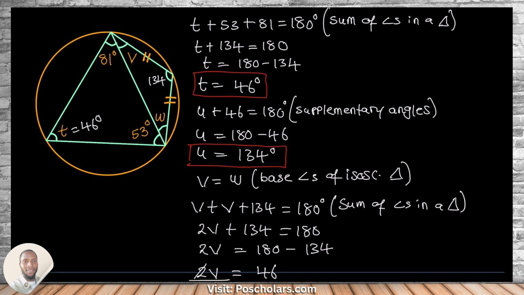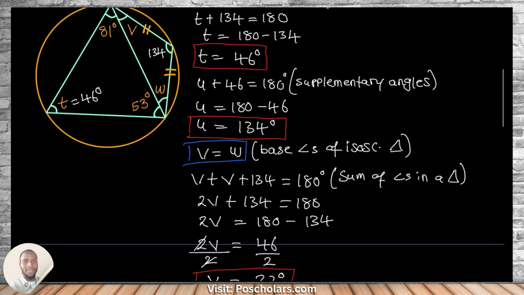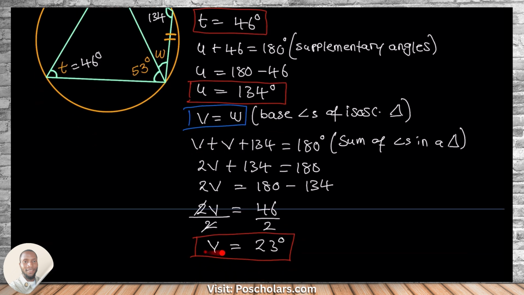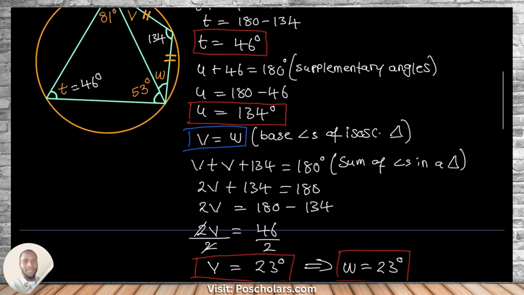Then if V is 23 degrees, remember this condition. We said initially that V and W are equal, right? So if V is 23 degrees, definitely W will also be 23 degrees. So W equals 23 degrees. And that's all. I believe it is well explained.